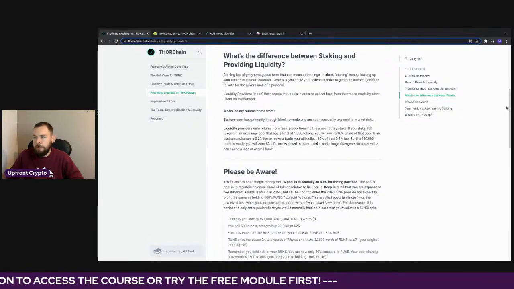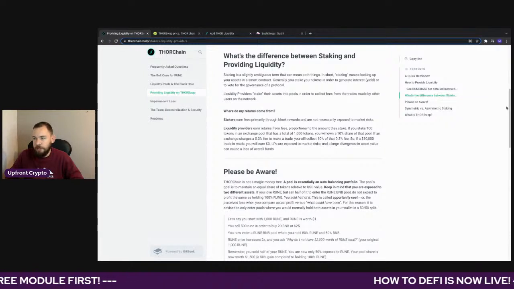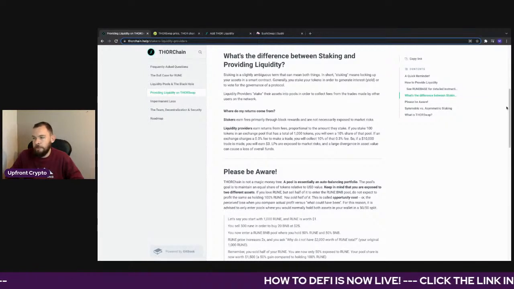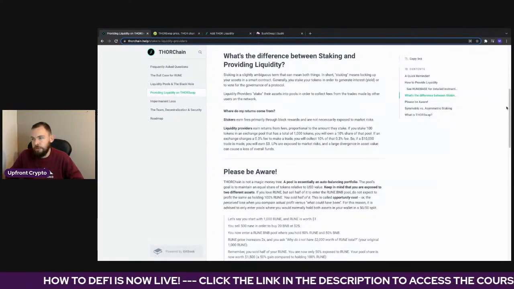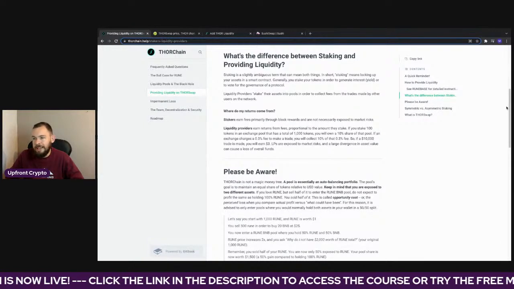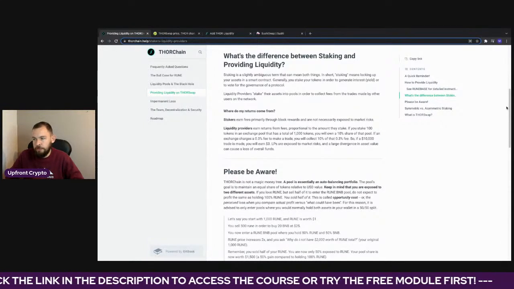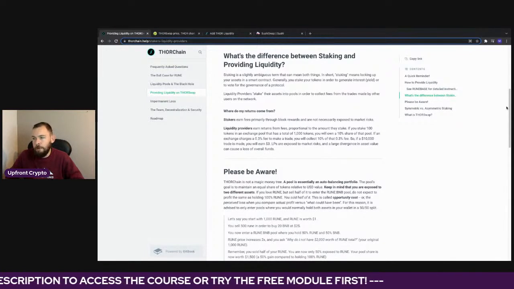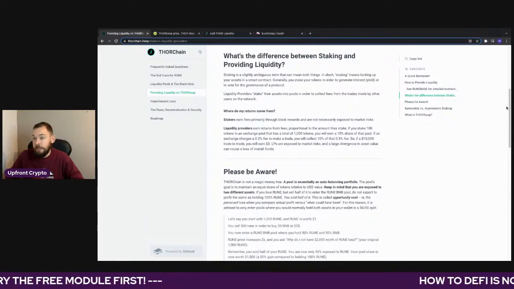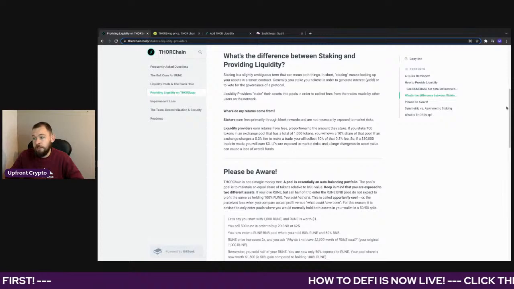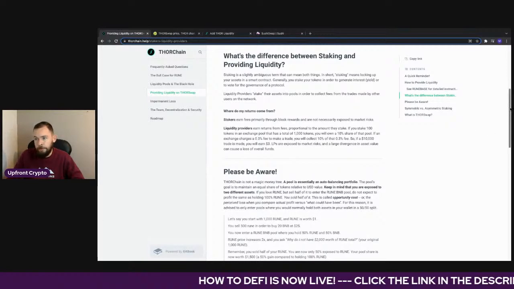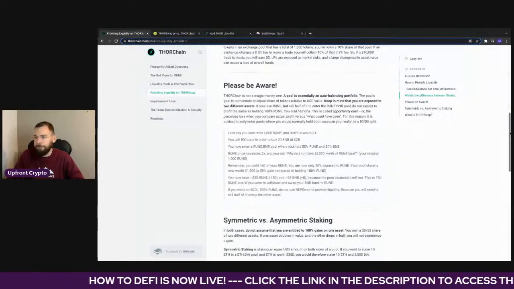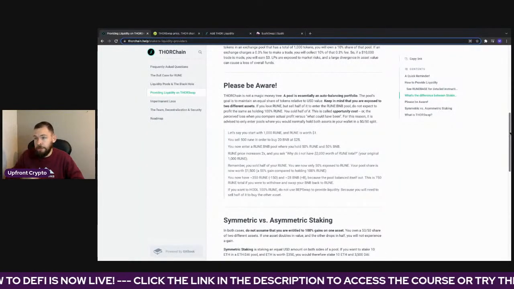Where do my returns come from? Stakers earn fees primarily through block rewards and are not necessarily exposed to market risks. However, liquidity providers earn returns from fees proportional to the amount they stake. If you stake 100 tokens in an exchange pool that has a total of 1,000 tokens, you will earn a 10% share of the pool. If an exchange charges a 0.3% fee to make a trade, you'll collect 10% of that 0.3% fee. So if a $10,000 trade is made, you'll earn $3. Liquidity pools are exposed to market risk, and a large divergence in asset value can cause a loss of overall funds. Please be aware, THORChain is not a magic money tree.